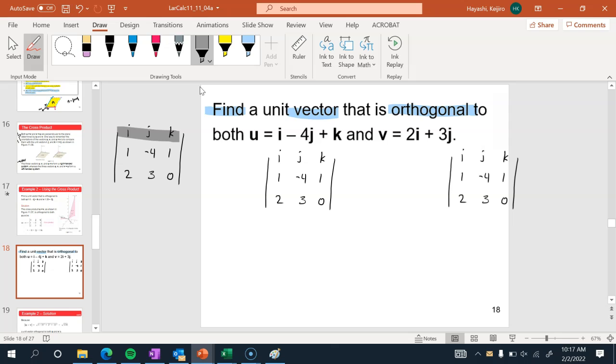But first, for the i component, we cross out the row and the column that has i in it. Then we find the determinant of the remaining 2x2 matrix. So that's ad minus bc. So -4 times 0 minus 1 times 3. So that's 0 minus 3. So -3.